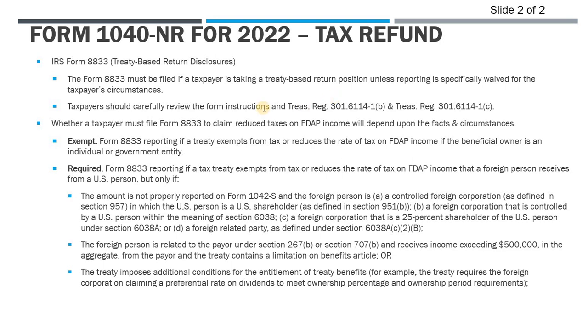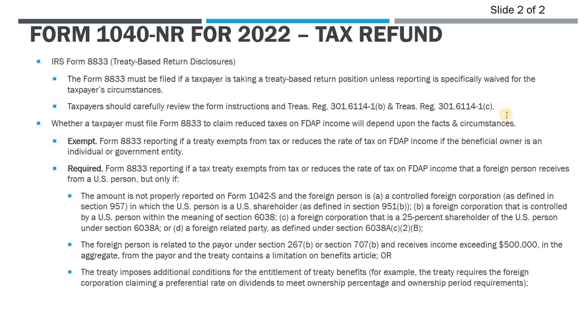And so it's really important to review the form instructions. So look at the 8833 and then also look at the regulations here. So 6114-1B contains where reporting is specifically required. And then 6114-1C contains some exclusions where reporting is waived.